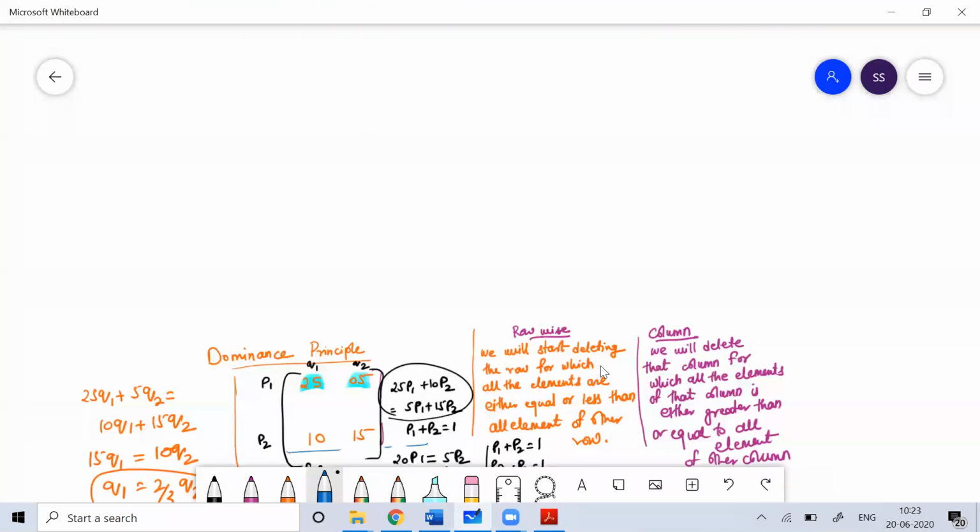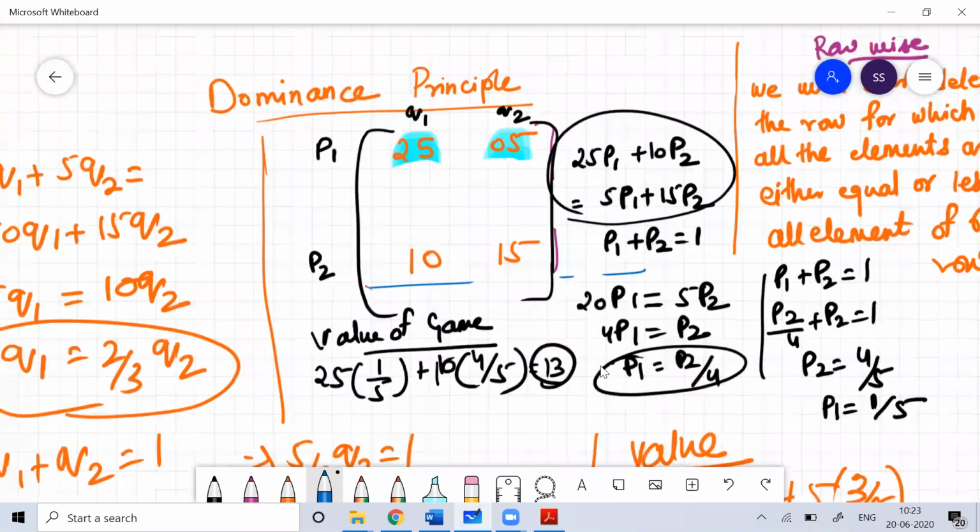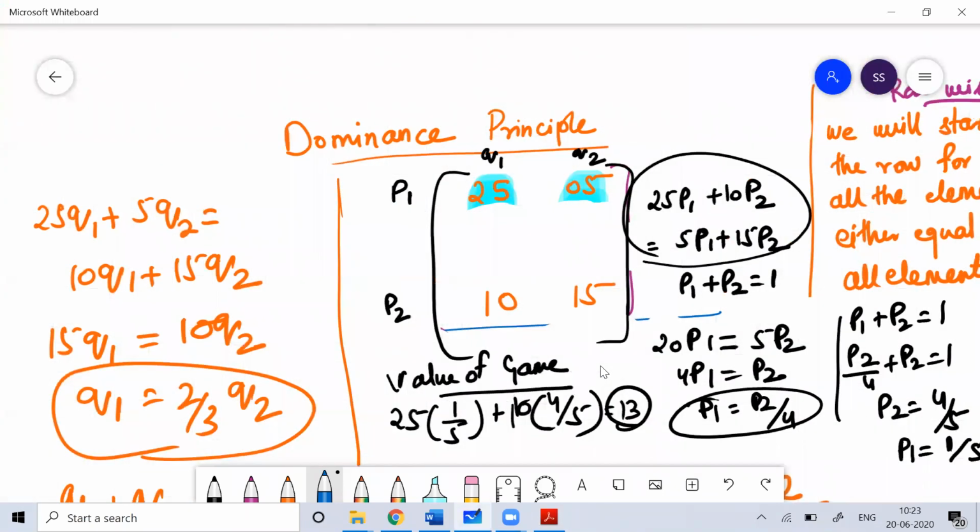Anyone any doubt? Dominance principle, I believe you can understand. It's a very easy concept. Dominance principle we normally apply in mixed strategy, when you cannot find the solution otherwise. That is the way it will work in game theory. And you have to remember that the matrix you see in game theory is biased toward the person whose details are mentioned on the left hand side.